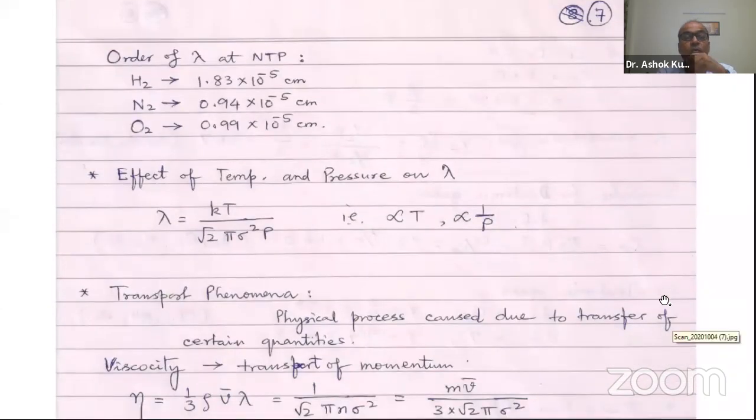So the order of mean free path is this. Order means just an idea of what the practical mean free path value is. So for hydrogen, it is 1.83 into 10 to the power minus 5 centimeter. It is at NTP, or STP, that means normal temperature and pressure, 0 degrees Celsius and 1 atmosphere.